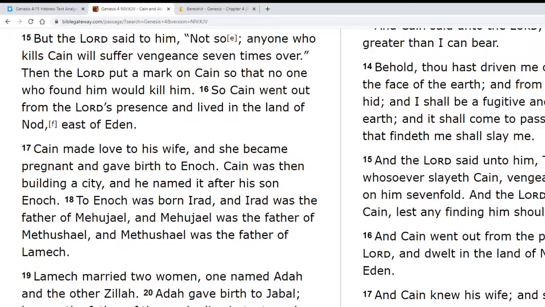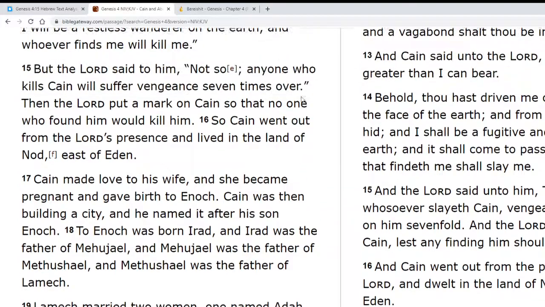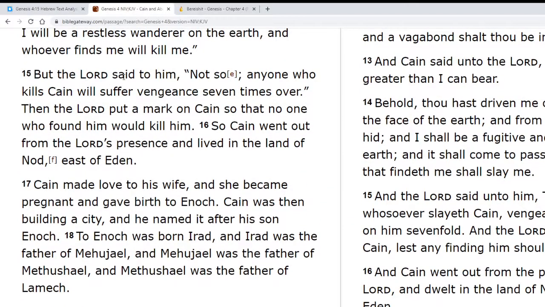Let's see, King James, verse 15. And the Lord said unto him, therefore whosoever slayeth Cain, vengeance shall be taken on him sevenfold. And the Lord set a mark upon Cain, lest any finding him should kill him. Okay? But the Lord, so NIV, but the Lord said to him, not so. Not so. Okay, we'll see what the note is. Anyone who kills Cain will suffer vengeance 7 times over. Then the Lord put a mark on Cain so that no one who found him would kill him.